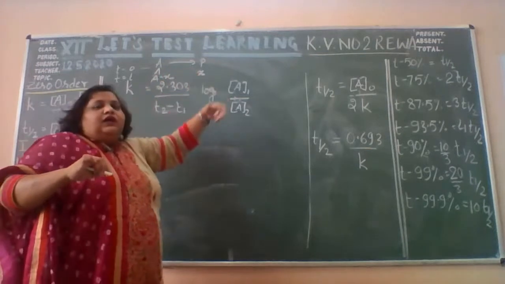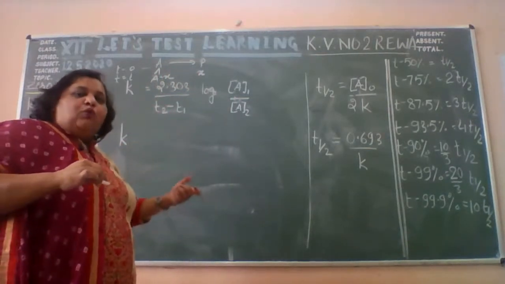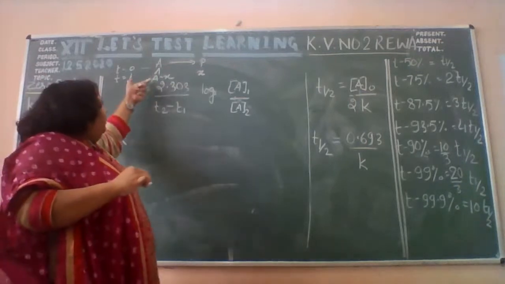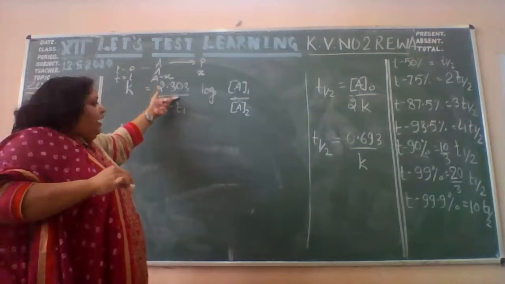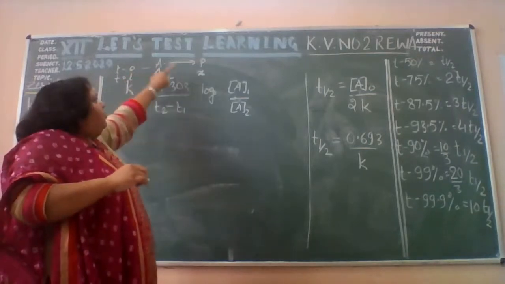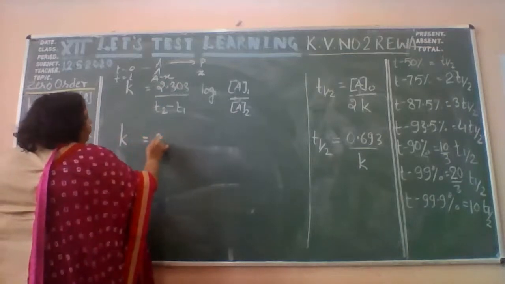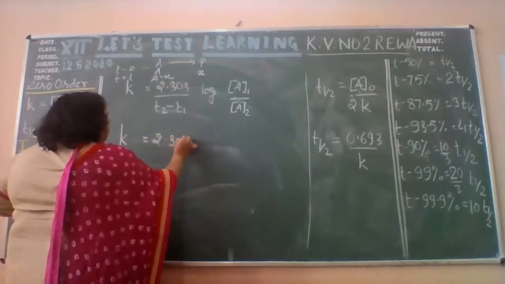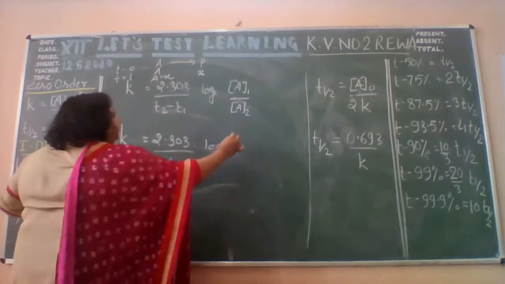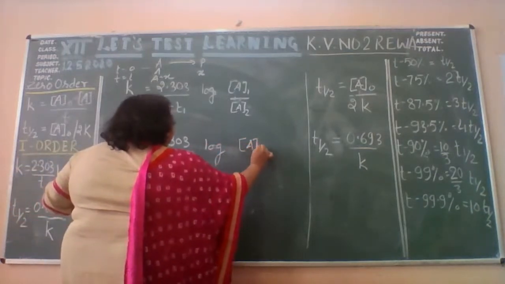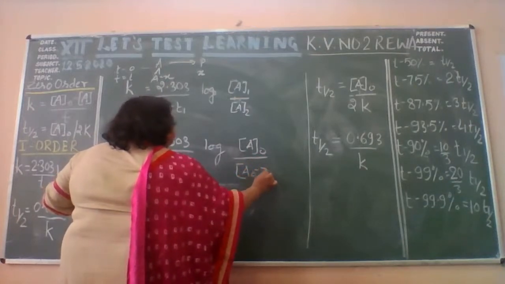X है simply आपने 10 ग्राम लिया, उसमें से 4 ग्राम प्रोडक्ट बन गया. How much will be left? 10 minus 4. So here this is the A minus X. X is the amount that is converted. So one another format of writing the formula is 2.303 upon T log A naught upon A naught minus X.